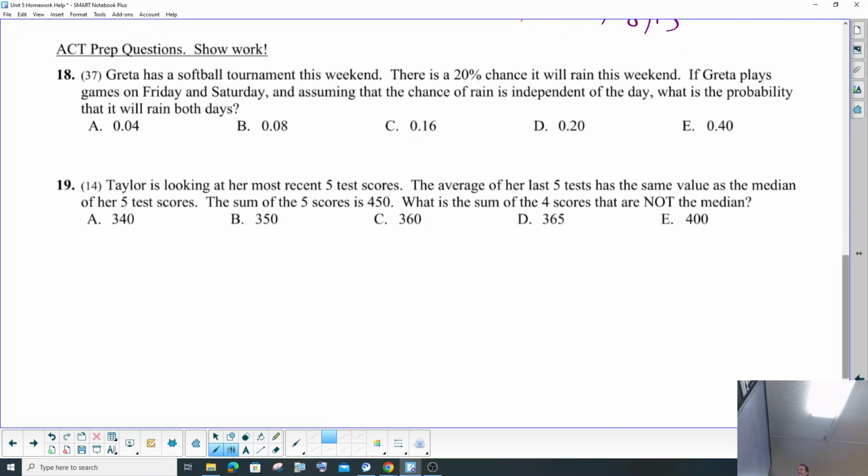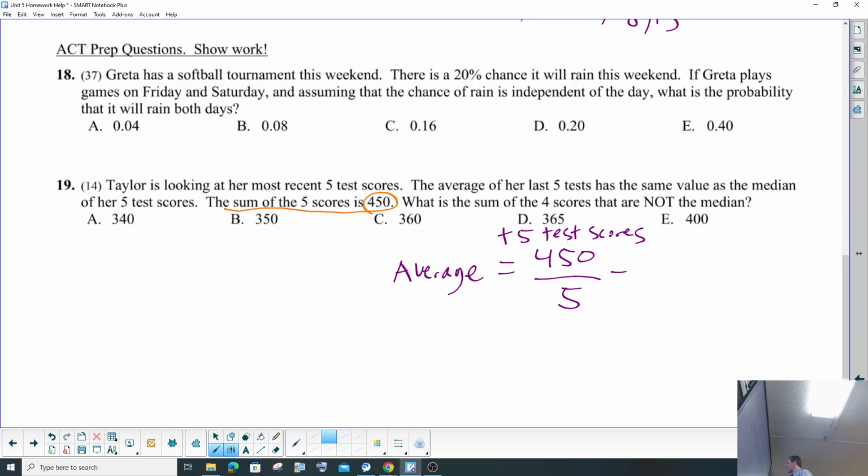Okay, last but not least, number 19. So Taylor is looking at her most recent 5 test scores. Her average of her last 5 test scores has the same value as the median of her test scores. So whatever her average is, oh, they tell us. So the sum of the 5 scores is 450. That's adding up the 5 test scores. So we add them all up and divide by 5, and we get 90. So the average equals 90.